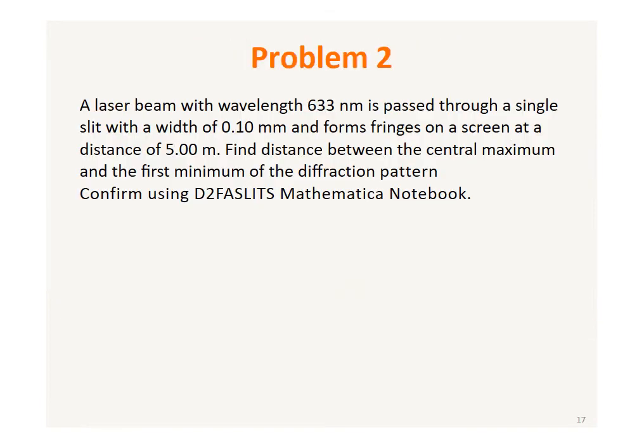In this problem, you're going to take light with wavelength of 633 nanometers. You're going to put it through a single slit. You're given the width, but not the length of the slit, so let's assume that it's infinite. And it's going to form fringes at a distance of 5 meters away. I need you to find the distance, not the angle, between the central maximum and the first minimum. And then I would like you to do some modeling to confirm this.